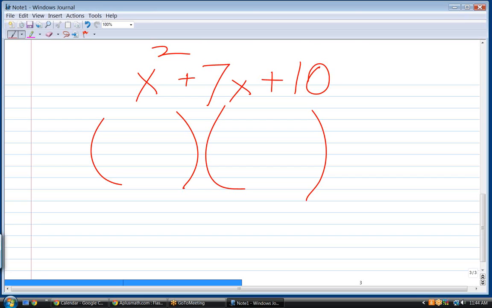Okay, here's my method. First of all, this is a quadratic expression. And it's a quadratic that has a constant. And whenever you have a quadratic, in other words, if I took away the 10, I could pull out a greatest common factor. It would be x. Right? But if I have the 10 in there, well, now there is no greatest common factor. So we'll have to use my method.